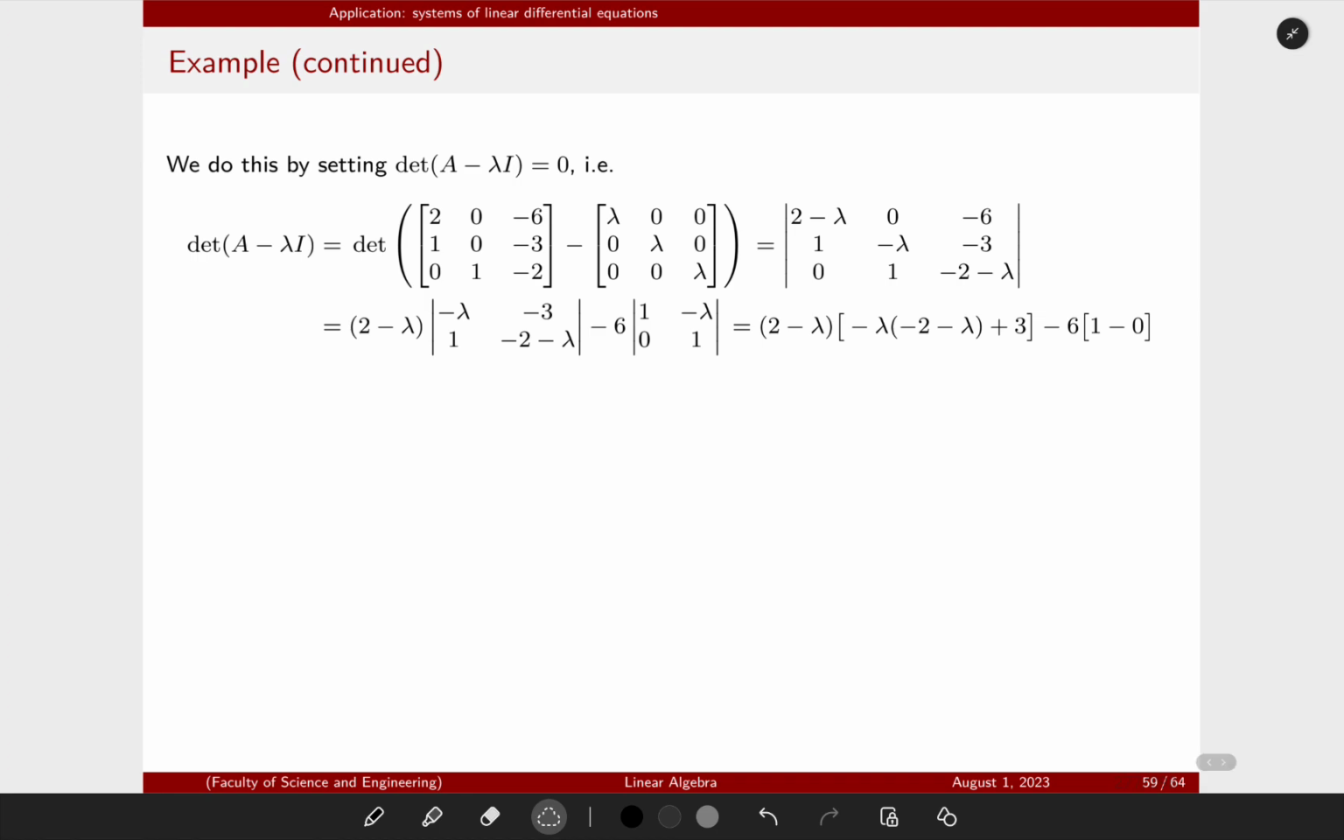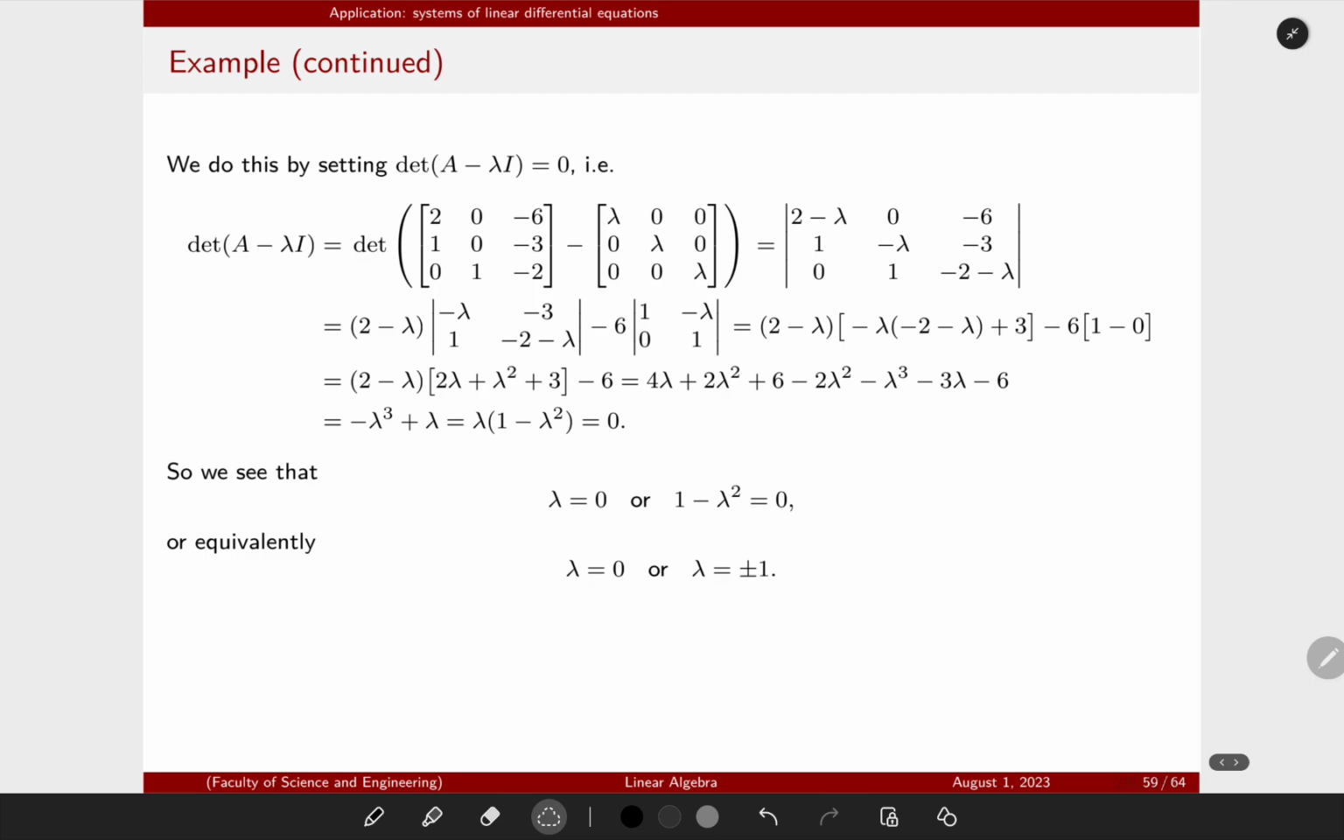Then it works out to this. And in the end, after some simplification, we get this polynomial. So minus lambda cubed plus lambda is equal to 0. And from this, we find the following eigenvalues. So lambda is 0, or lambda is 1 or minus 1.